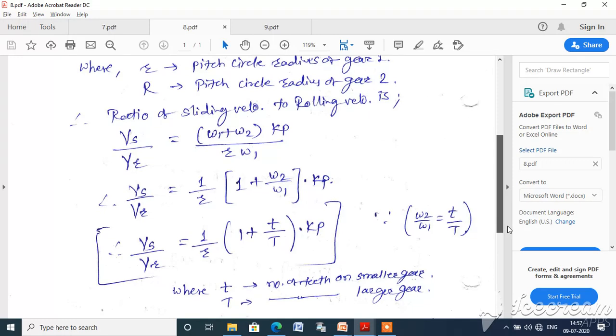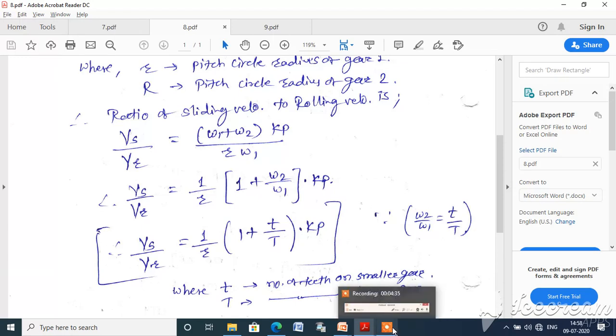Now we take the ratio of sliding velocity to rolling velocity. So Vs upon Vr, by putting the values, is equal to omega 1 plus omega 2 into Kp upon r omega 1, if we consider the first gear. So it comes 1 upon r into bracket 1 plus omega 2 by omega 1 into Kp. And omega 2 upon omega 1 can be written as small t upon capital T, that is the number of teeth on the smaller gear and capital T is the number of teeth on the larger gear. So this equation can be written as Vs by Vr is equal to 1 upon r into 1 plus t upon T into Kp.